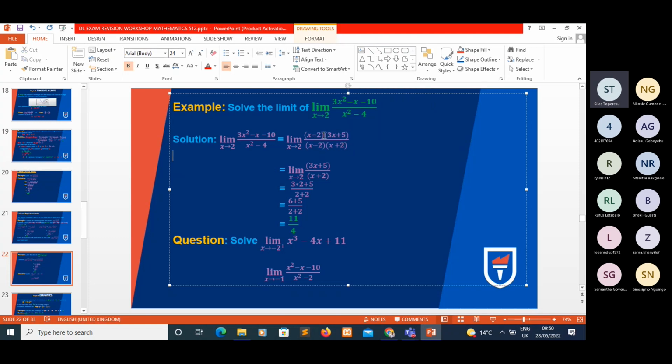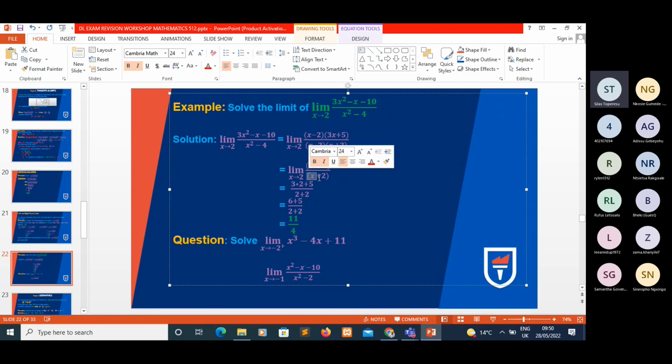So you find out that this one and this one can cancel each other, and then you're left only with 3x plus 5 over x plus 3. But now it becomes easier. If you take 2 and substitute in place of x, it's no longer giving you 0. So now you can actually substitute.